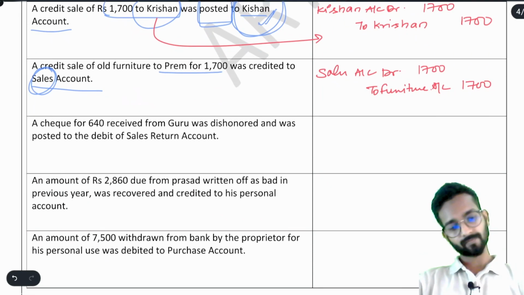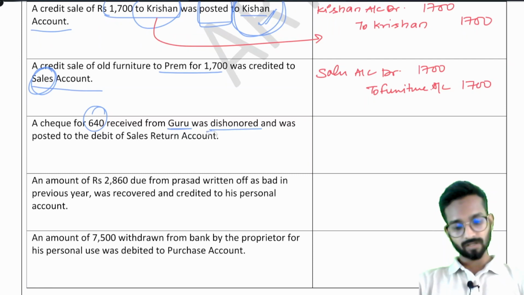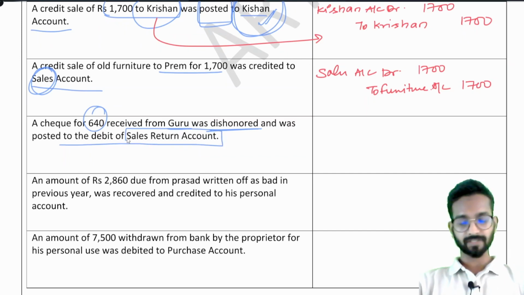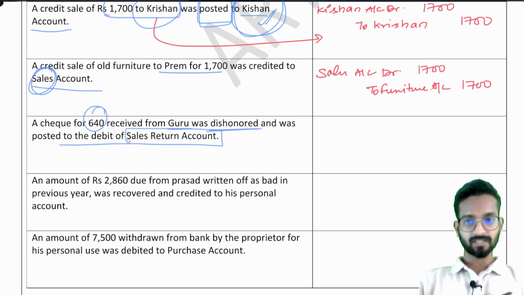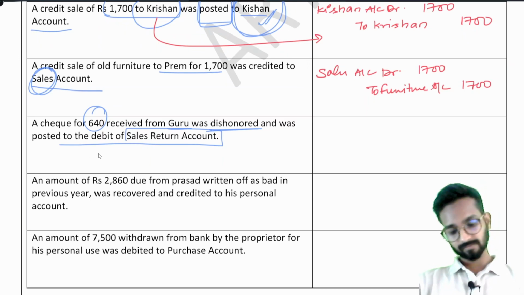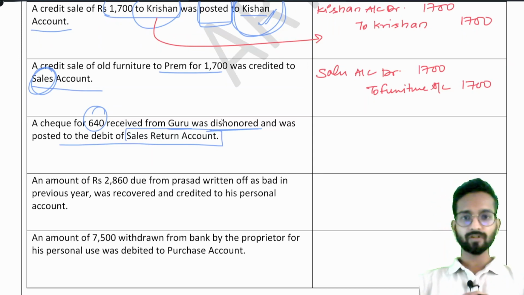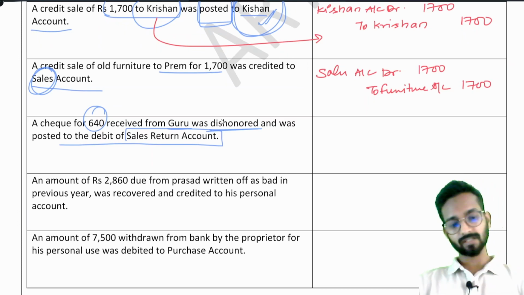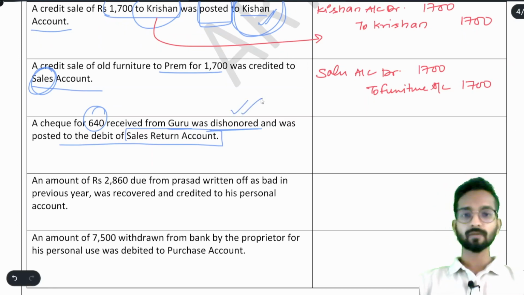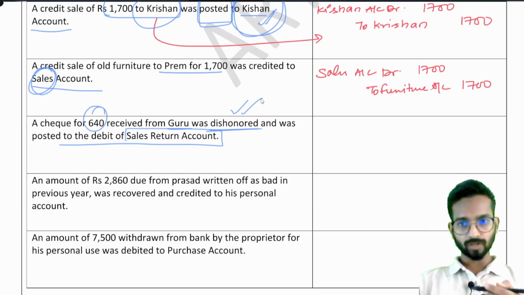Okay. Now, understand. A check for rupees 640 received from Guru was dishonored and was posted to the debit of sales return account. See, when I received the check, I would have written, see, 640 rupees check I received. So that time what do we write? Bank account debit to Guru. Now they are saying the check itself got dishonored. So what am I supposed to write? I have to write Guru account debit to bank.